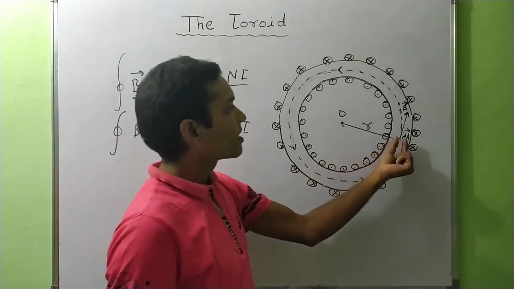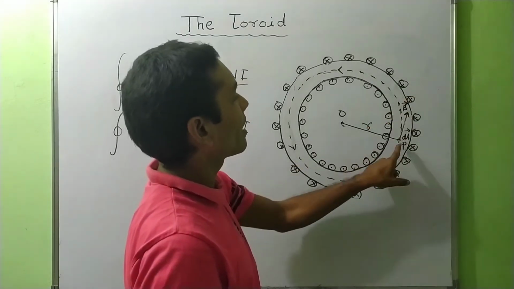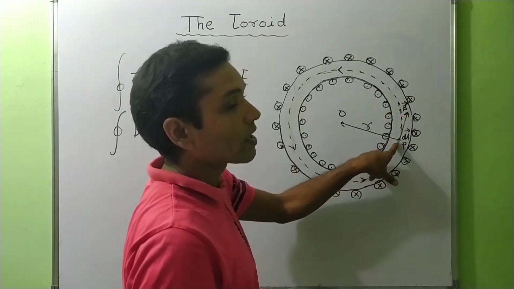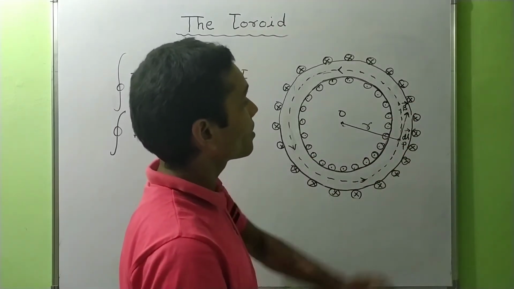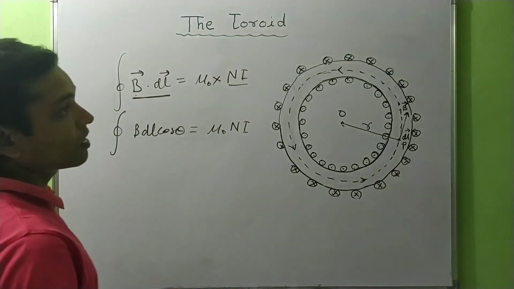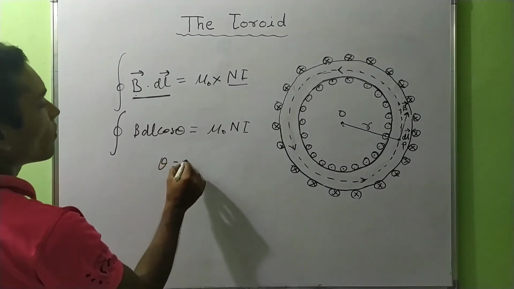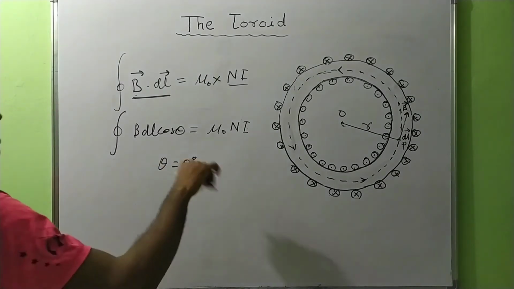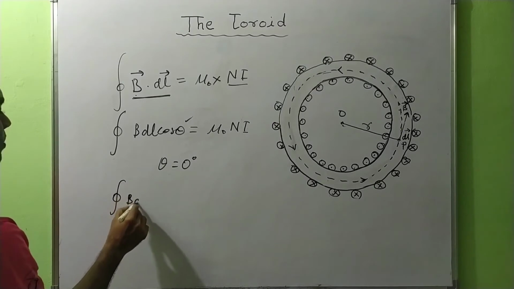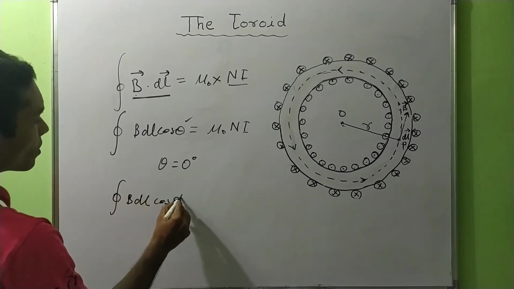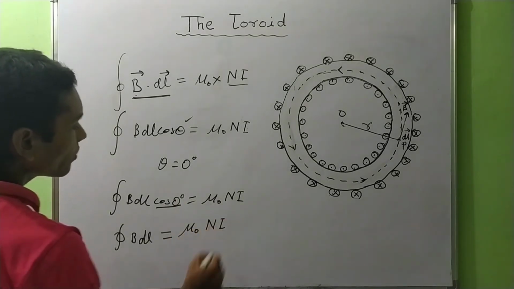And it is clear from this diagram that at point P, the direction of the magnetic field is along the tangent drawn from the point P, and the direction of dl is also along the tangent drawn from the point P. So the direction of both is the same. That's why the angle between them will be 0 degrees. On putting the value of theta in this equation, the integral B dl cos 0 will be equal to mu naught capital N into I.